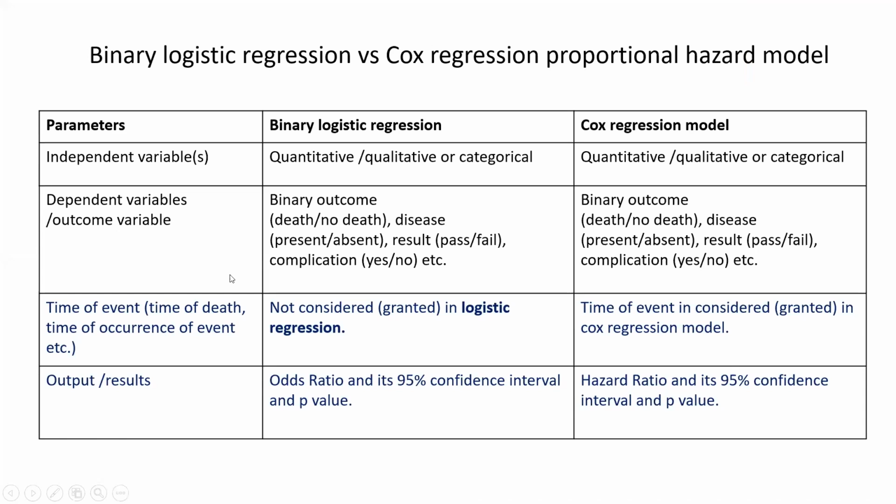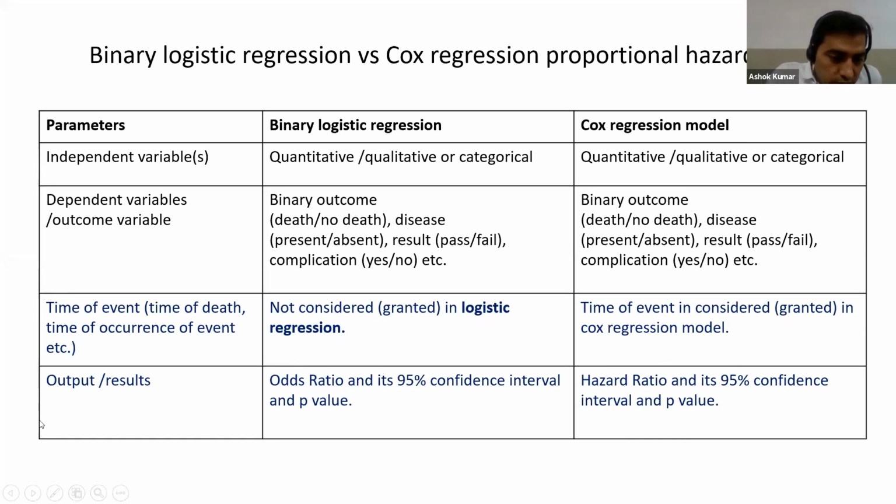Because binary logistic regression does not consider time of event. But time of event is considered in the Cox regression model. Sorry for the misspelling here, a typing error. So time of event is taken into account in the Cox regression model. It is very essential for the Cox regression model.